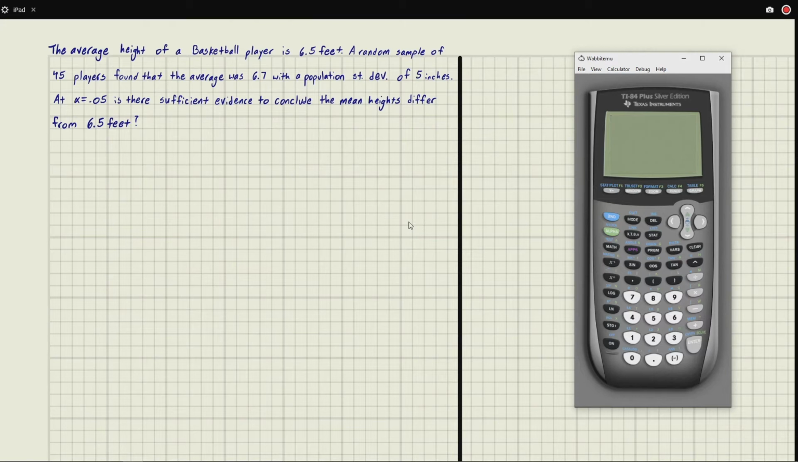The average height of a basketball player is 6.5 feet. A random sample of 45 players found that the average was 6.7 with a population standard deviation of 5 inches. At alpha equals 0.05, is there sufficient evidence to conclude the mean heights differ from 6.5 feet?